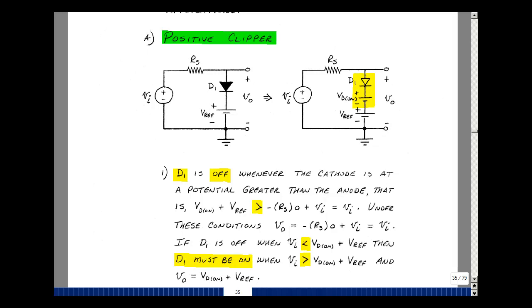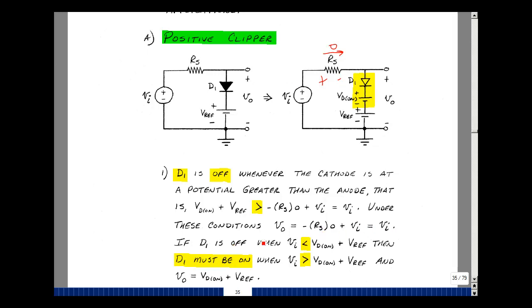Let's start there. Let's assume that the diode D1 is off. That means that this node voltage, which is VD on plus V reference, needs to be greater than this node voltage. But if no current flows in the diode, then the voltage across here is also zero. It's going to be this node voltage, go back to ground, minus R sub S times 0 plus VI, or just equal to VI. When this is happening, the output voltage is also that loop around here. V out is equal to minus 0 times R sub S plus V sub I, or just V sub I. The output equals the input.